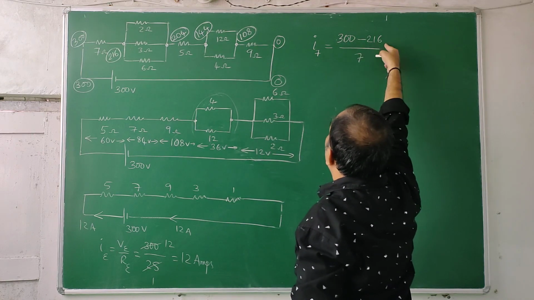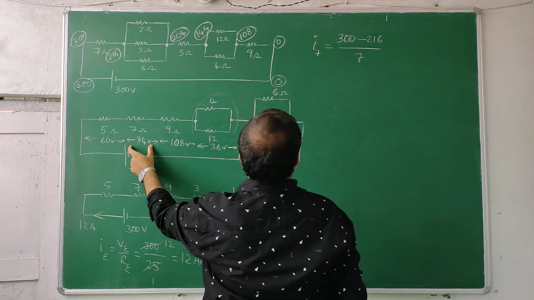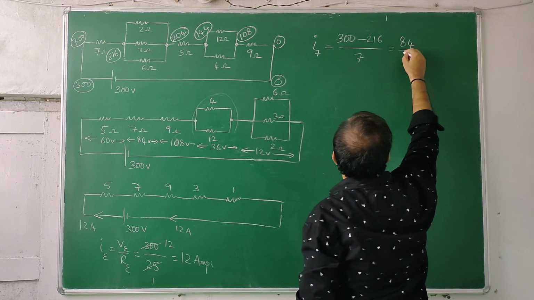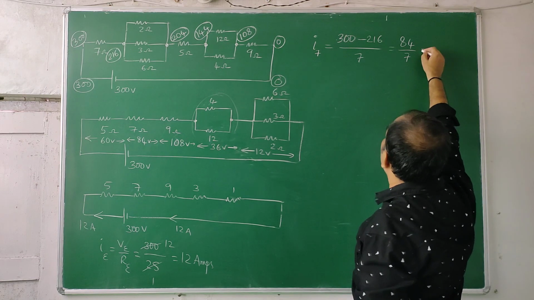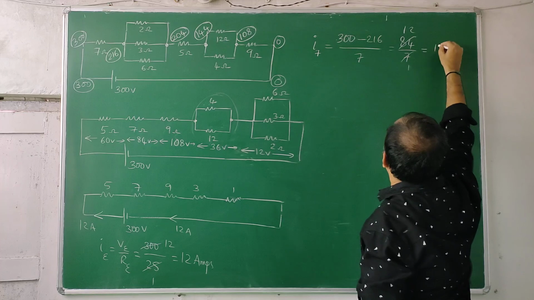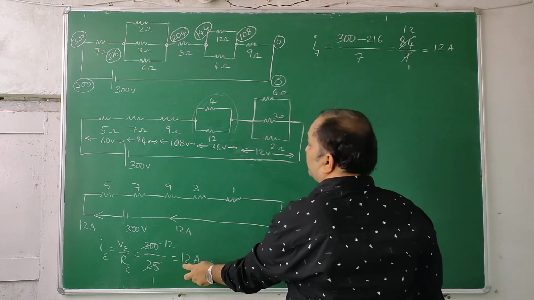I is equal to V by R, potential difference by resistance. If you know the potential difference is 84, you can directly write it. So it is 84 by 7 amperes. 7 ones are 7, 7 twos are 14. That gives 12 amperes of current. This one, 12, you got it.